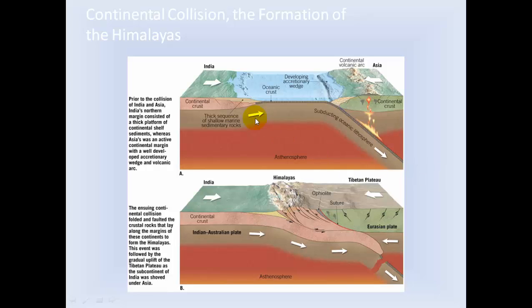So here we have India traveling towards Eurasia, so the subducting oceanic lithosphere. Eventually, the ocean plate is completely subducted. Some of it's been scraped up and mashed against the continent. This continental crust starts to push up this continental crust over here, forming the Tibetan Plateau and the Himalayas.